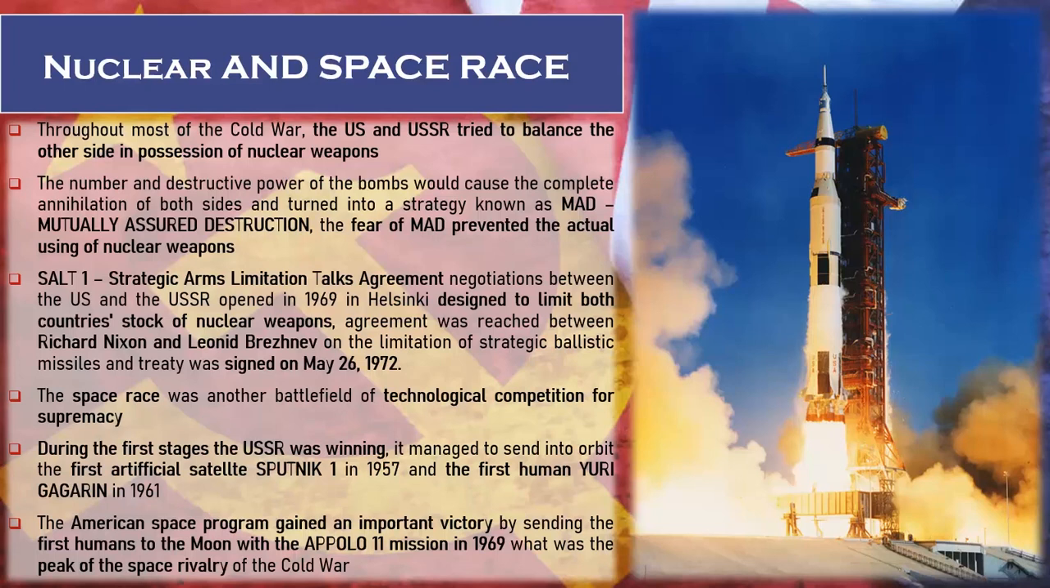The space race was another battlefield of technological competition for supremacy between these two blocs, and during the first stages of this race, the USSR was winning, but the American space program overtook them in the end. The USSR sent into orbit the first artificial satellite Sputnik 1 in 1957 and the first human Yuri Gagarin in 1961. The Americans sent the first humans to the moon with the Apollo 11 mission in 1969. This is considered to be the peak of the space rivalry of the Cold War.